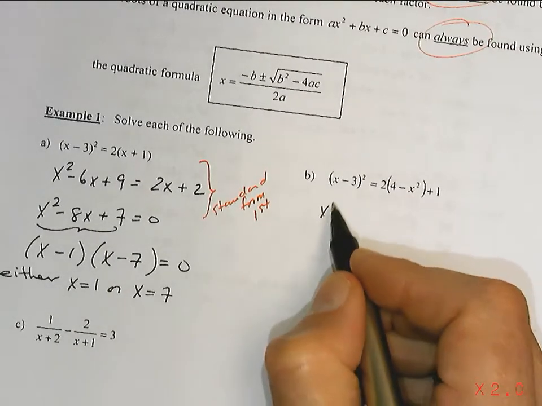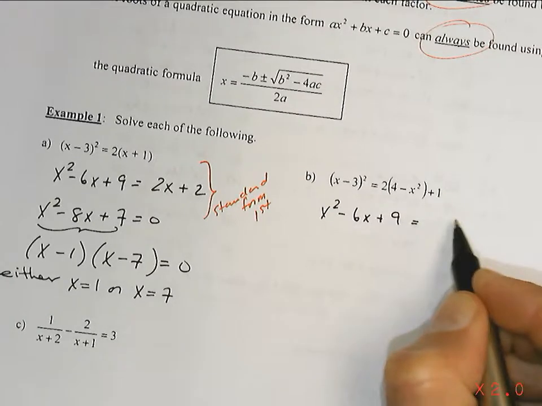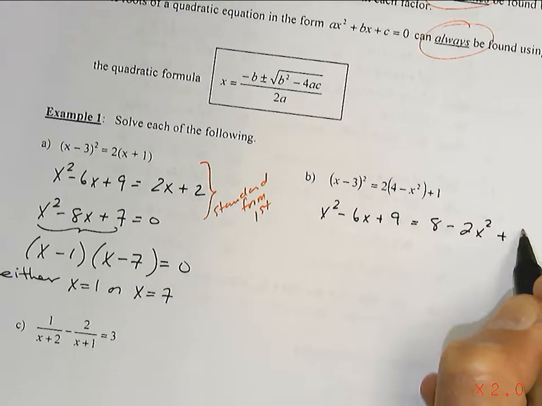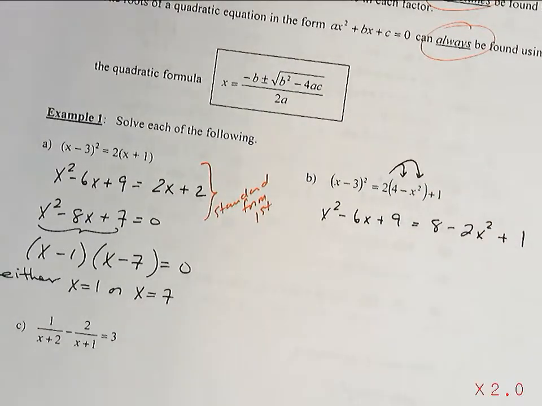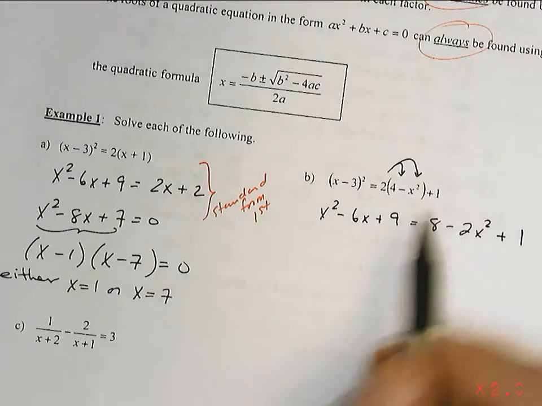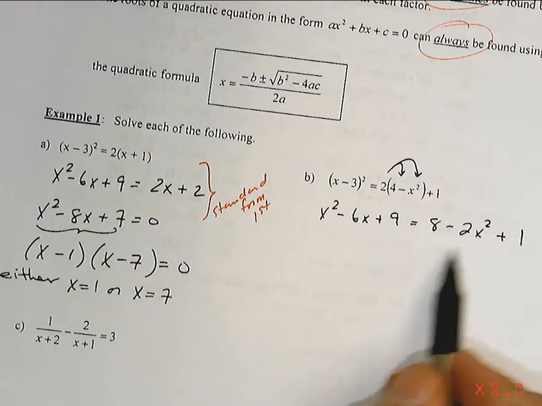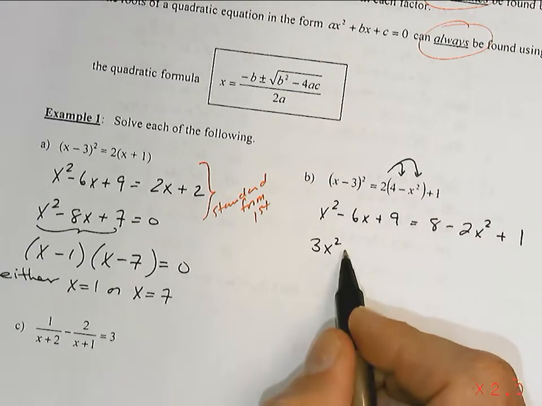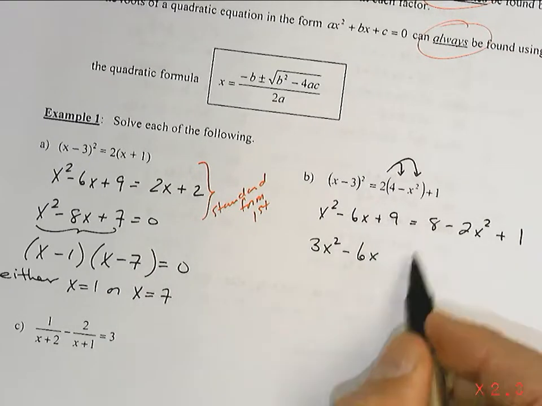So this is going to be x squared minus 6x plus 9 equals 8 minus 2 times the bracket x squared plus 1. Notice that that 2 only goes into the brackets. It doesn't leap over to the 1. Okie dokie. Bring this over here, so it's 3x squared. It's negative 6x still. That's 9. Bring that over. It's 9 take away 9. I guess it's 0.